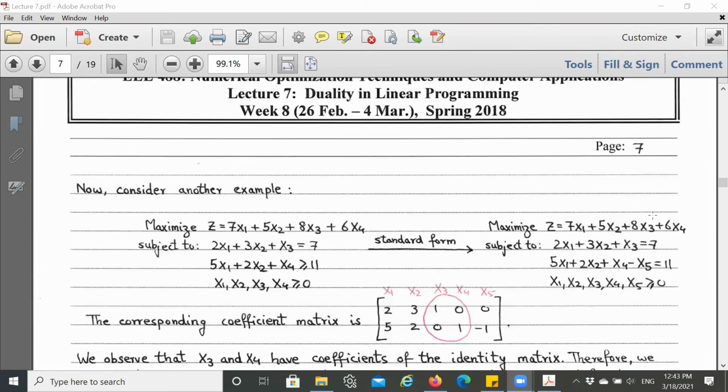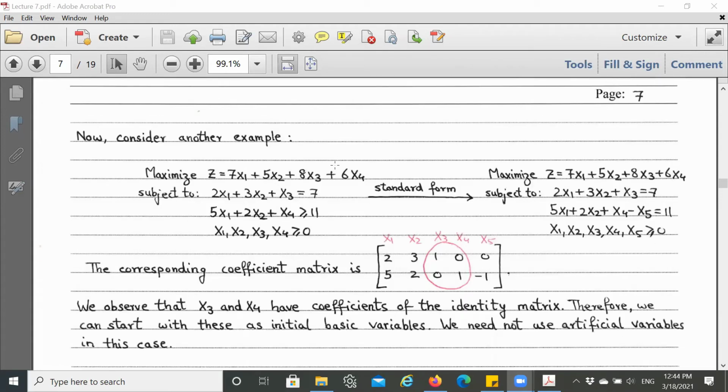In this case, let's write it in the standard form. This is greater than or equal to 11, so you will have a minus over here, which is our surplus variable. And this is our standard form. Let me use my pen. Now you write the coefficient matrix of the constraints. So you have 2, 3, 1, 0, 0 for the first row, and 5, 2, 3, 0, 4, 1, and minus 1 for the next.